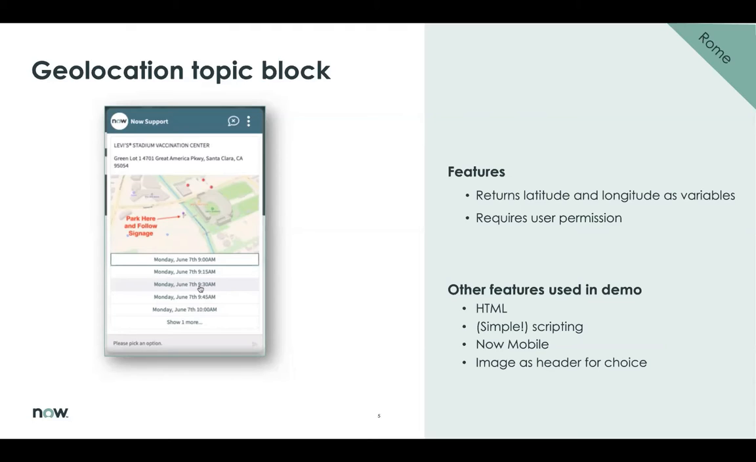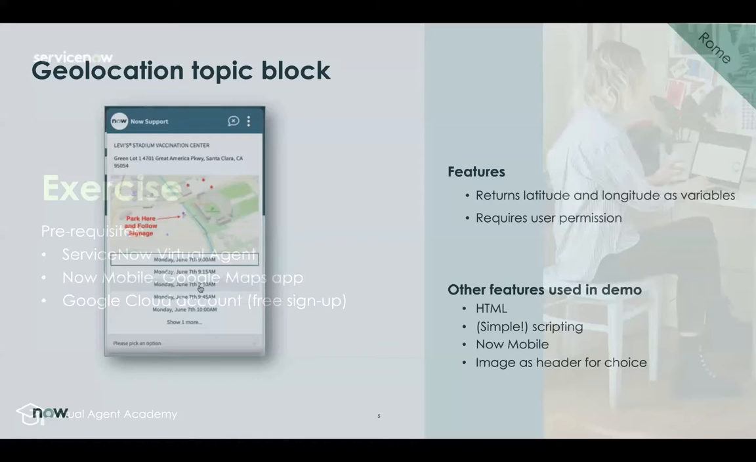Some other features we're going to see in today's demo: HTML, that has been around for a while. Very simple scripting, don't worry, no need to be coders here today, but after today, you'll feel like you are a coder. The Now mobile app, as well as image as header for choice. You see an example of that on the left-hand side here. Both the geolocation topic block and the image as header for choice are Roam features. Many of you, I know a good portion of you are on Roam right now, so if you're on Roam, you can use these features. All right, with that, let's get started with the exercise.